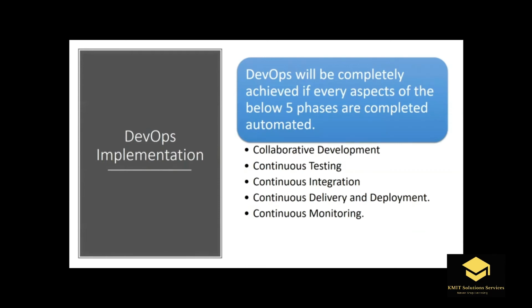DevOps implementation. When someone says, yes, I'm using the DevOps process for my project, that project should have these 5 phases. The phases are collaborative development, also called continuous development, continuous testing, continuous integration, continuous delivery and deployment, and continuous monitoring.